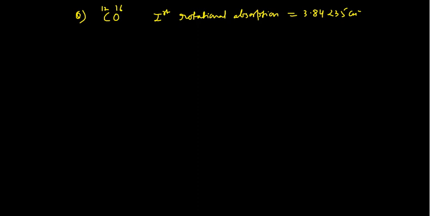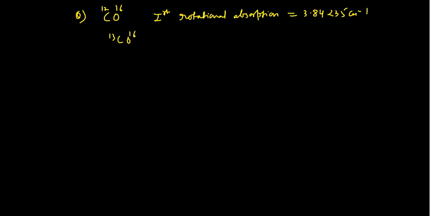You have been given the numerical. You have been given the CO molecule, and for this CO molecule you have been given the first rotational absorption, and this is for 12C16O, this particular one, and that value is given somewhere around 3.84235 centimeter inverse. This is given.